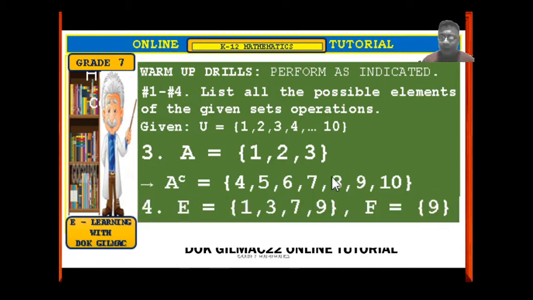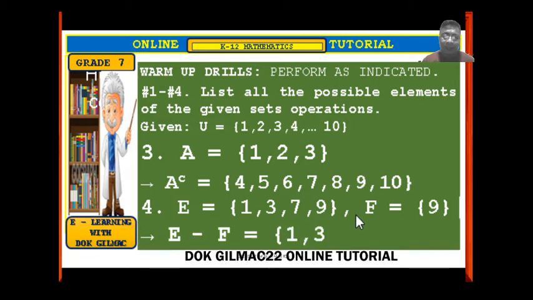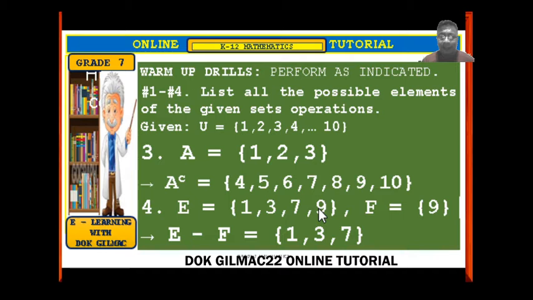Now let's have number 4. Set E is equal to 1, 3, 7, 9, and set F is equal to 9. What are the elements of the difference of E and F, or E minus F? Again, when we talk about the difference of two sets, we simply list down all elements of set E that are not in set F. So E minus F here is just equal to 1, 3, and 7. Take note, 9 is common to both set E and set F, so 9 will not be listed as an element of E minus F. So take note of that.